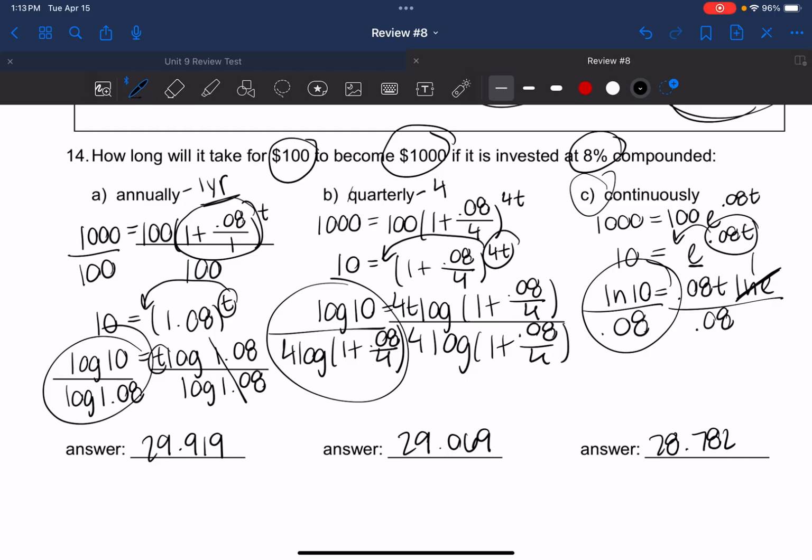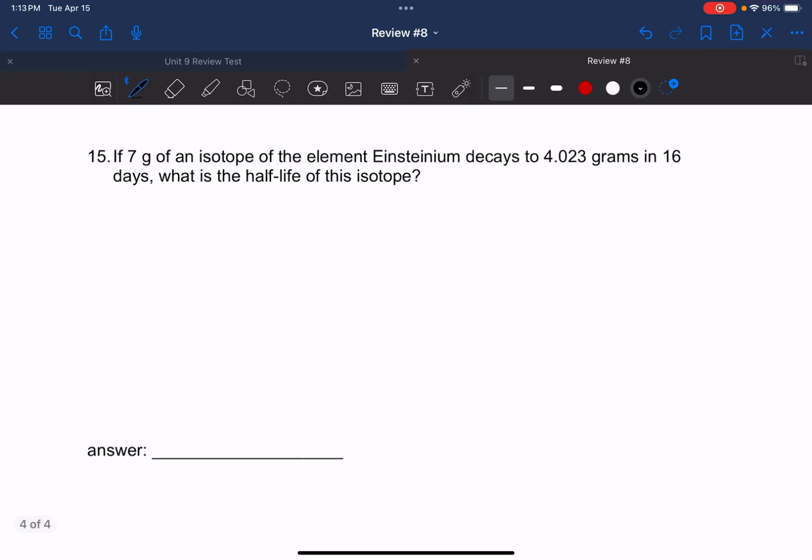All right, for number 15. Number 15 says if 7 grams of an isotope of the element instantinium decays to 4.023 grams in 16 days, what is the half-life? So our half-life equation would be the second one from the box on the page before. So our final amount in this case, it says, is this. This is what it came down to.